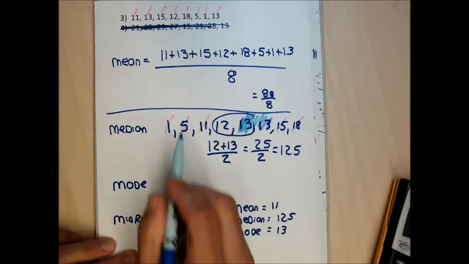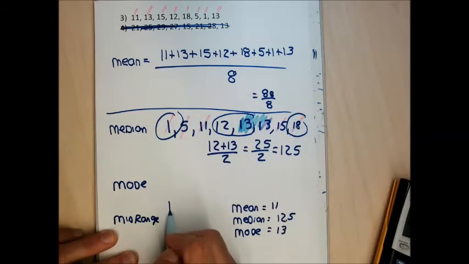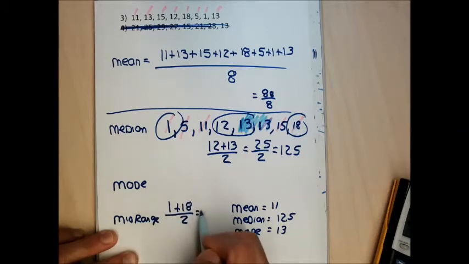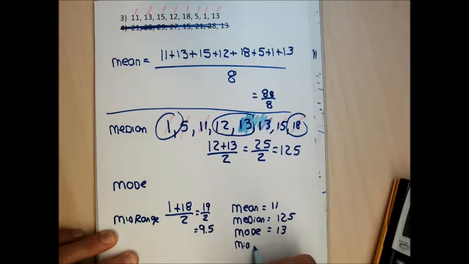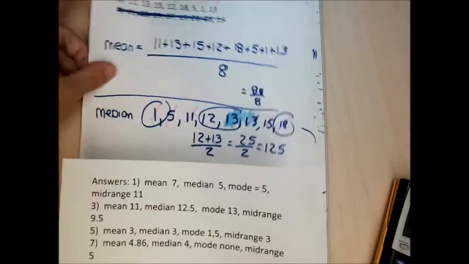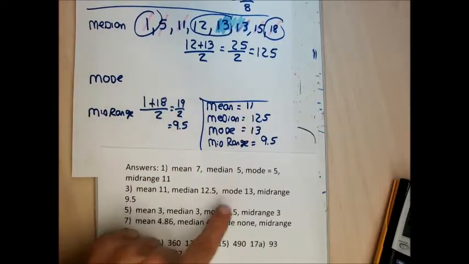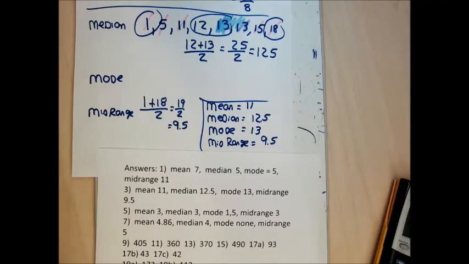And lastly, I need the mid-range. To find the mid-range, it's the low plus the high. The lowest number is 1, the highest number is 18, and then divide it by 2. This is going to be 19 over 2, I think that comes out to 9.5. I can do that without my calculator. So if I haven't made any math errors, those are the answers for problem 3. I'll check real quickly because I have the set of answers here. I see mean 11, median 12.5, mode 13, mid-range 9.5.